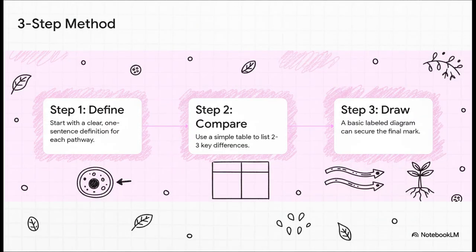How do you make sure you grab every single one? It's easy. You just follow this simple 3-step formula. Step 1, define both terms. A single, clear sentence for each is all you need. Step 2, and this is the big one, use a comparison table. Please don't write a giant paragraph. A table is cleaner and easier to mark. And step 3, a quick, simple labeled diagram showing both pathways is an amazing way to lock in that 3rd and final mark.